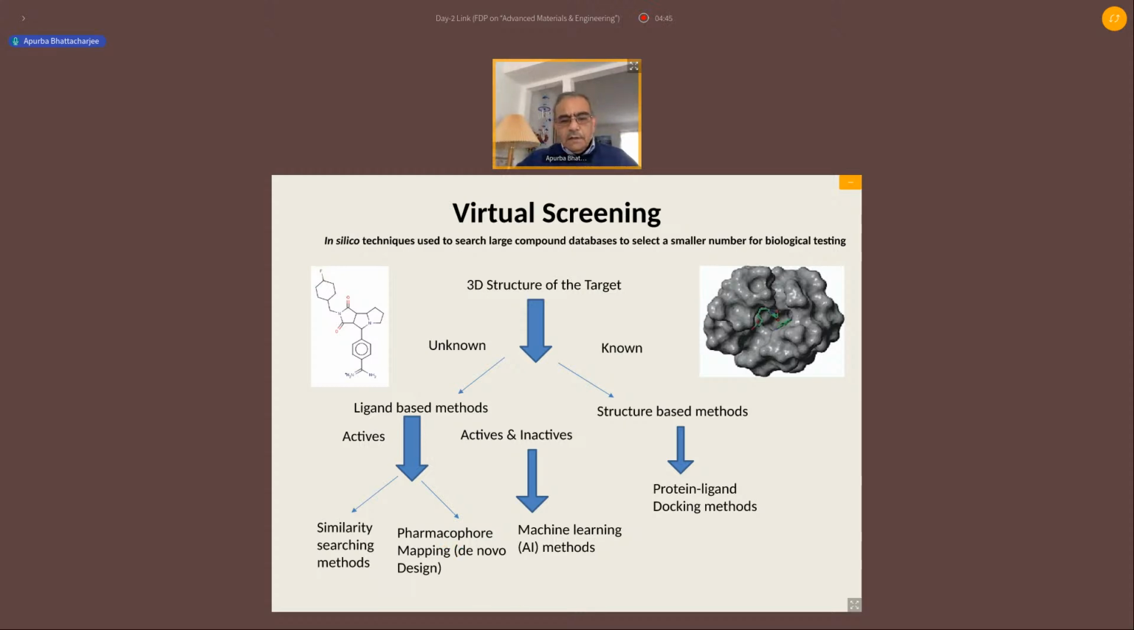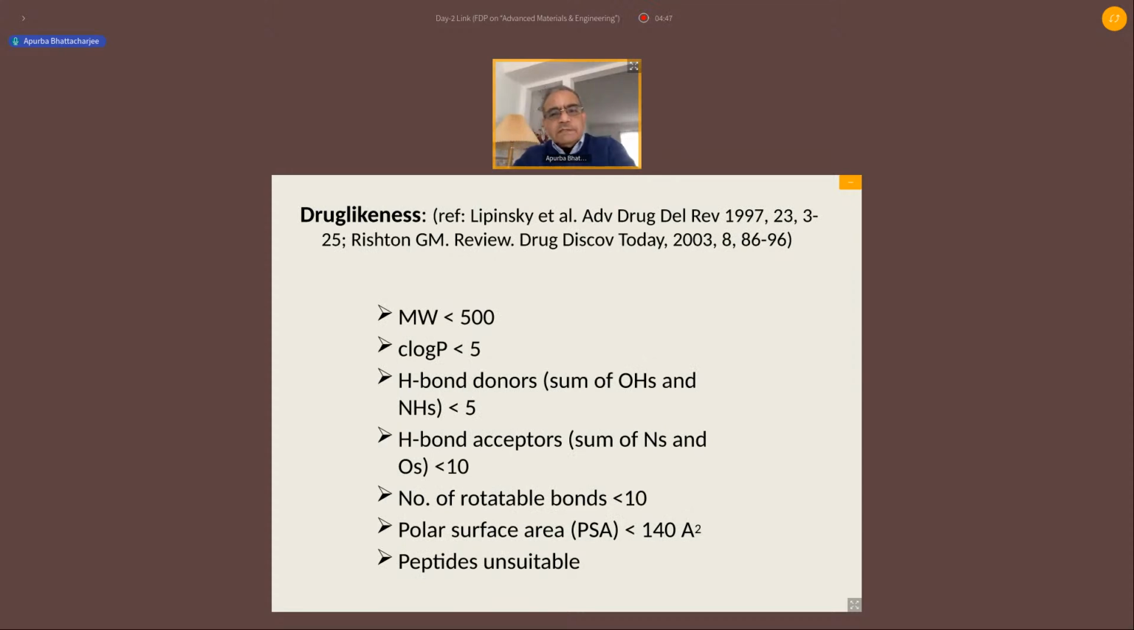Anyway, next are these filters. These are in silico filters. You can quickly calculate them, and they are very simple. The reference behind this is that you should have a molecular weight less than 500, a log P less than 5, hydrogen bond donors should not be greater than 5, hydrogen bond acceptors less than 10, and then the rotatable bonds less than 10.